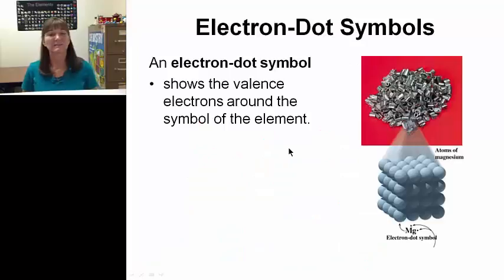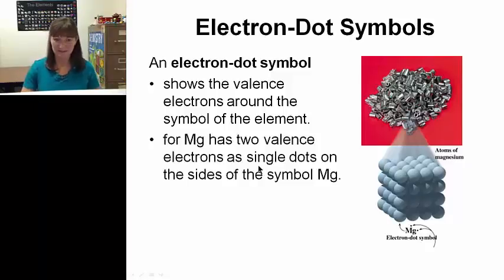Okay, there is something called the electron dot symbol of elements that I want you to be able to draw. The electron dot symbol shows the valence electrons around the symbol of the element. So an example here: magnesium has 2 valence electrons. So keep that in mind. When I ask you for the electron dot symbol, you're only giving me valence electrons.